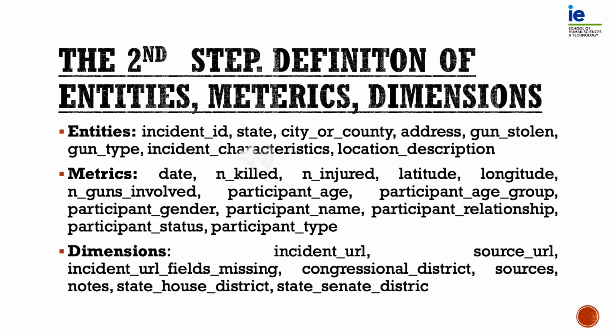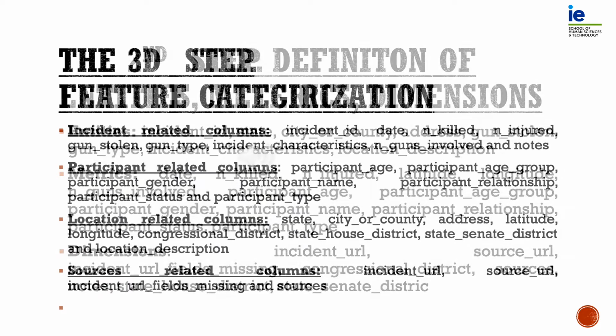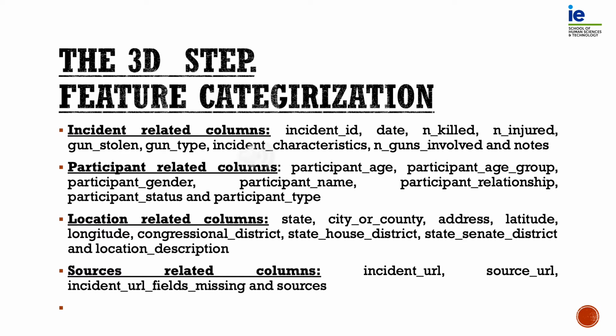On the second step, we define the entities, metrics, and dimensions. Here they are. Dimensions present additional information about incidents. On the third step, I have to provide feature categorization. The following could be a potential column categorization.